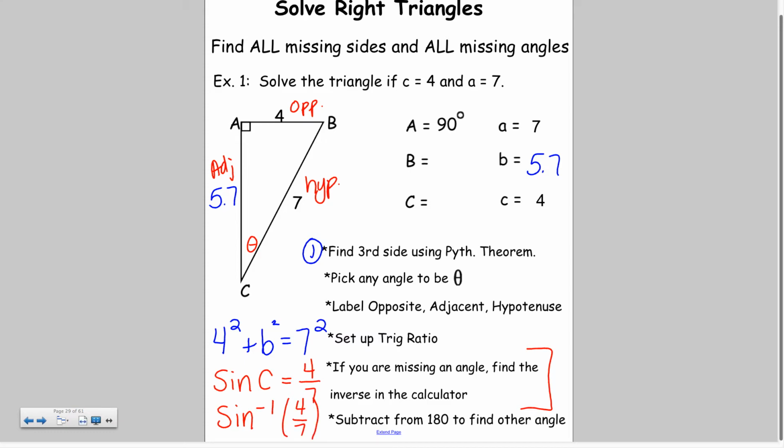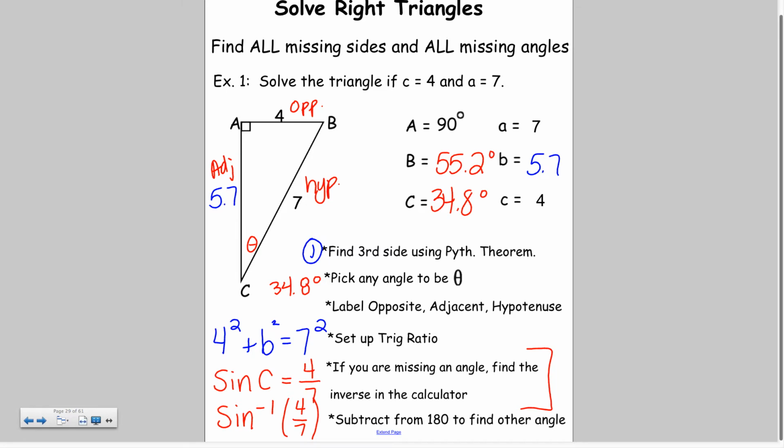Now you can go ahead and simplify 4 over 7 and get a decimal, then take the sine to the negative 1 of that, or you can just go ahead and put sine to the negative 1 of 4/7 in your calculator. So when I put that in my calculator, I get 34.8 degrees. So angle C is 34.8 degrees. So my last step now to find angle B is to subtract from 180 to find the last angle. So 180 minus 90 minus 34.8, which is 55.2 degrees.